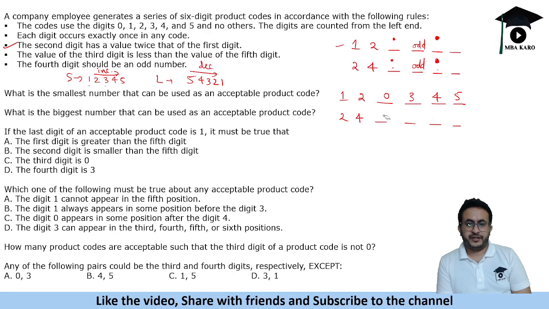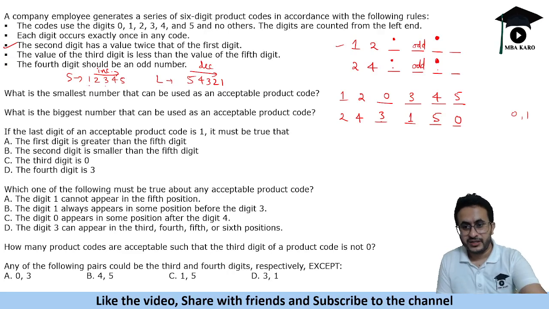Can we put 4 here? 4 has already been used here, so we can put at max 3 here. It has to be less than this digit, so it will be 5. So we have used 2, 4, 3, 5, so we are left with 0 and 1. As I said, we need to arrange in the decreasing order from left to right, so we will put 1 here and then 0 here. So this will be the largest code that can be formed using these digits.